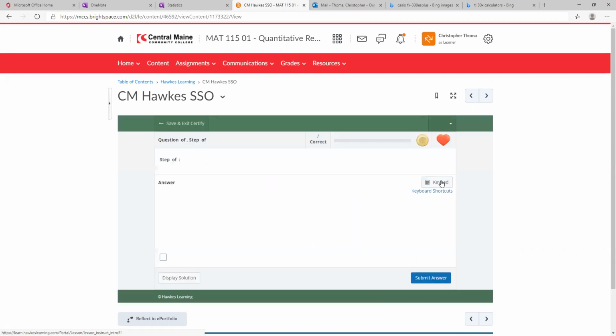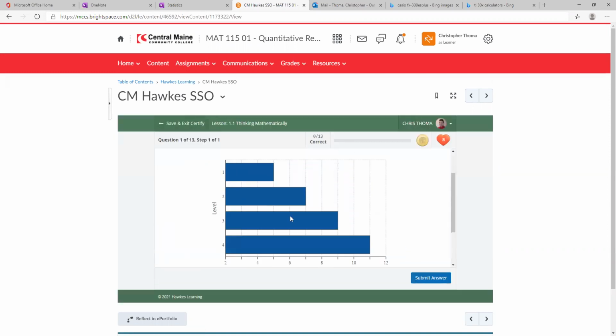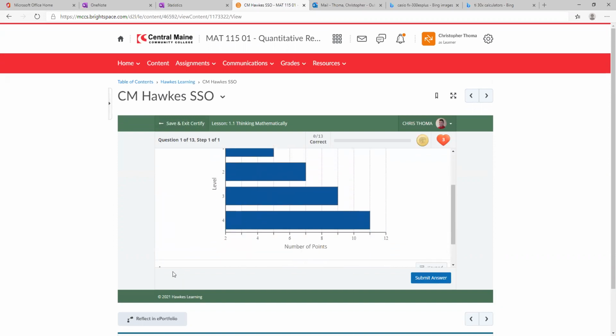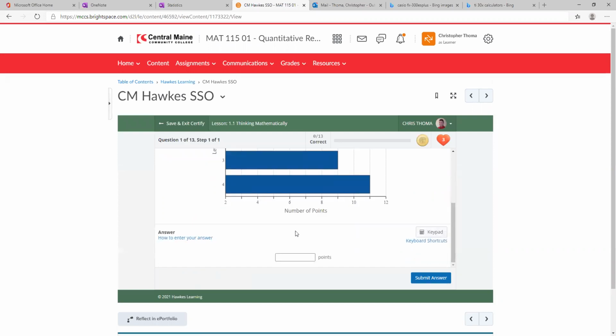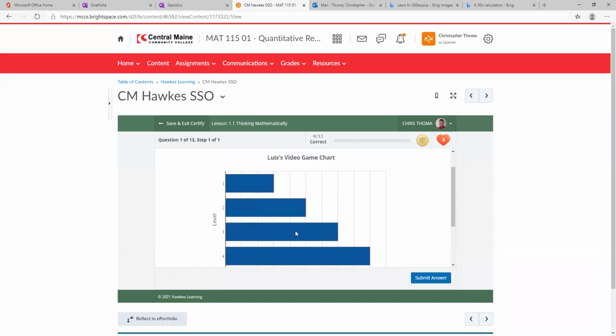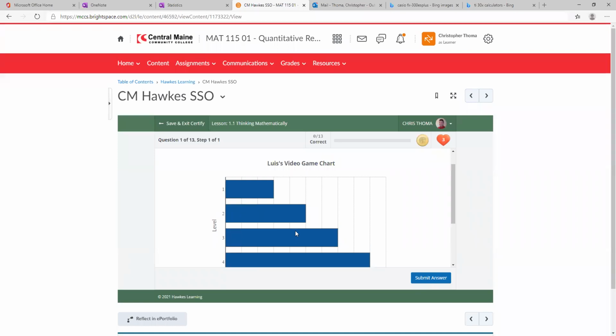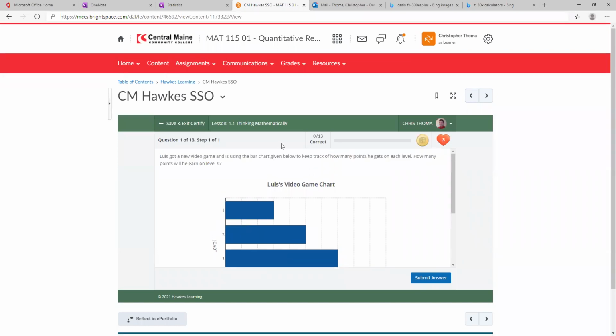The difference with certify is when you go in here, it looks exactly the same as the practice. There is no tutor. There is no email my instructor. There is no help. It is just answer the question. There is no reason to do the certify unless you want to be graded on it. And since I don't count any of the sections, there's no reason to be graded on them.